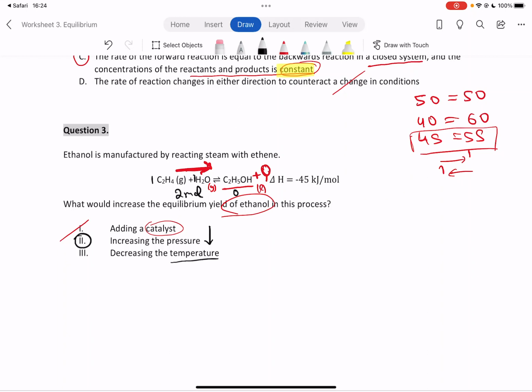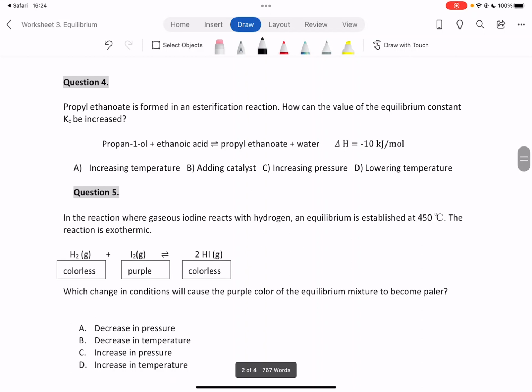Now decreasing the temperature. We know that this is an exothermic reaction. If we decrease the temperature, Le Chatelier says that we need to increase the temperature, and the temperature is on the right side. Q is on the right side, so by decreasing the temperature, we can shift it to the forward reaction. So the answer is 2 and 3.